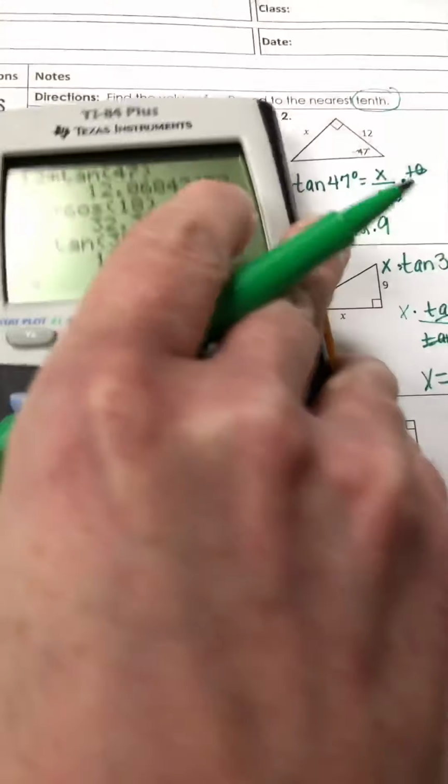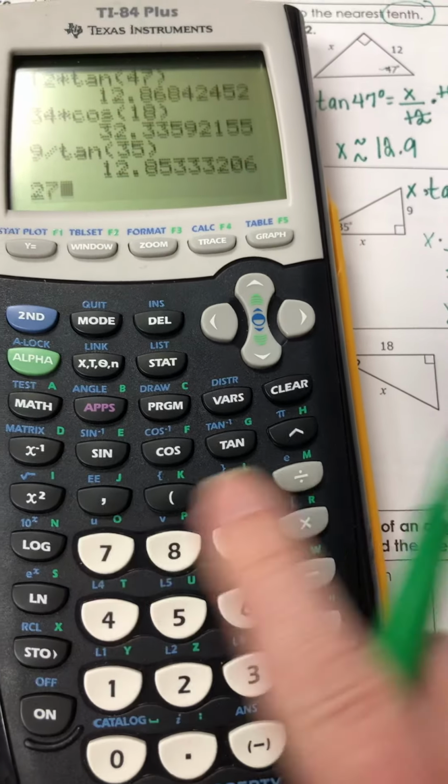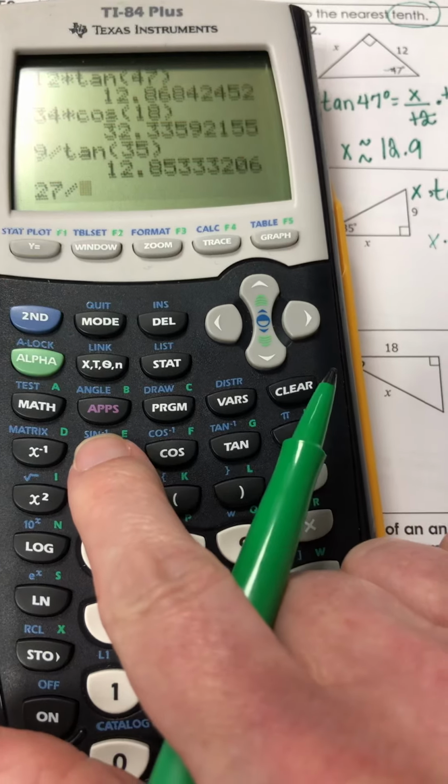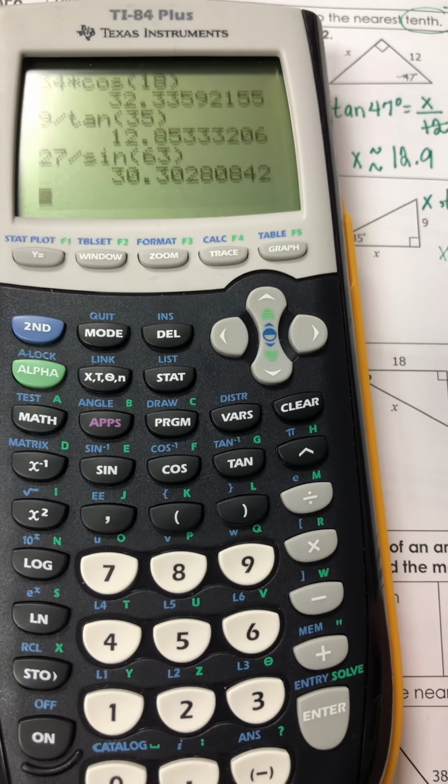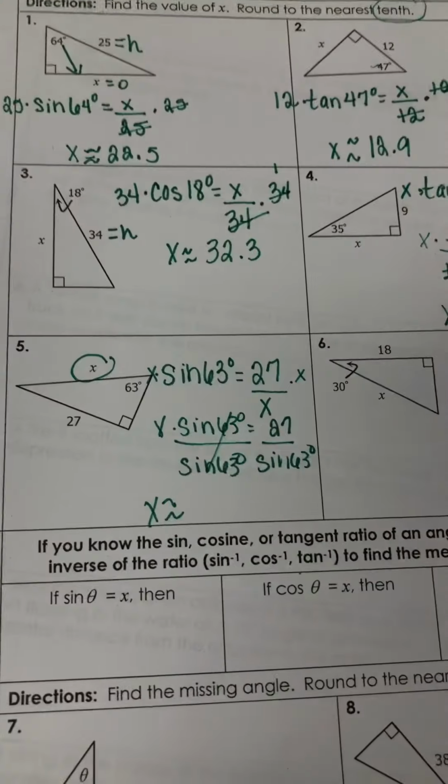So we'll have 27 divided by the sine of 63 degrees, 30.3.